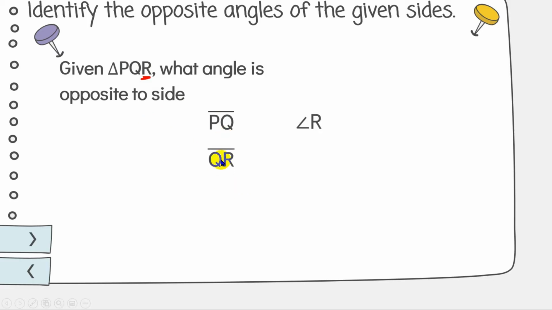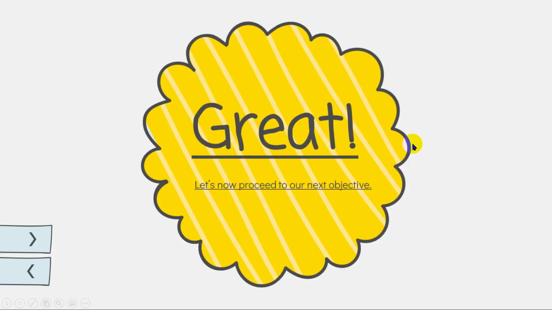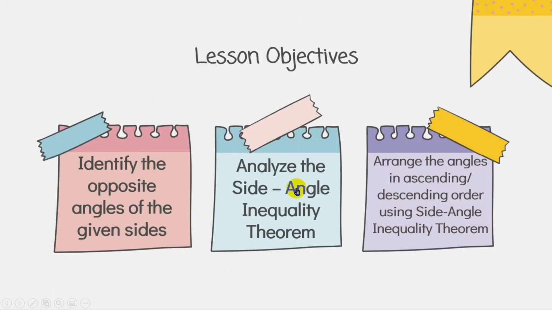If we have side QR, ito namang dalawang ito na vertices, ang natira po ay vertex P, so nandun po yung angle na opposite to side QR. And for the last one, we have PR. Ang natitira po ay Q, so that will be the angle opposite to that side. So, side PR opposite is angle Q, side QR opposite is angle P, and side PQ opposite is angle R. Okay? So, great. Now that you already know how to identify the angles opposite to the given side, let's now proceed to our second objective.